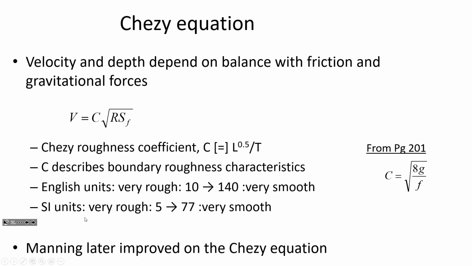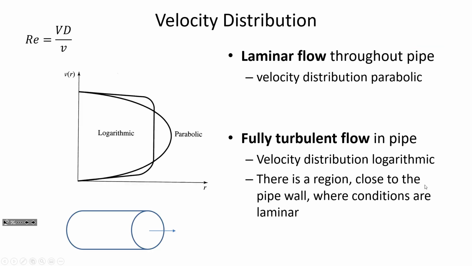So page 201 of your book, I just want to draw your attention to this equation, because sometimes you may be asked to relate a Chezy C value to the friction factor f that would go into the Darcy-Weisbach equation. And so here is an estimation of how you could relate the two. It's an approximation. It's not direct, but it does exist.